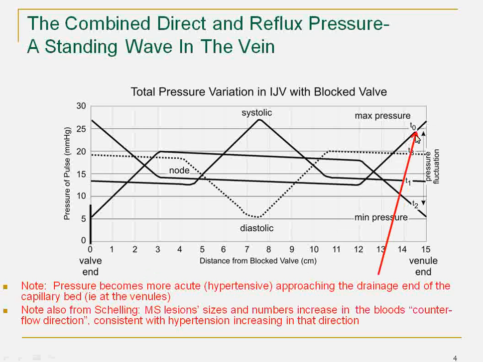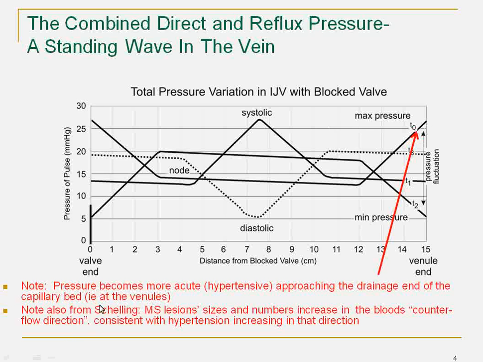Now, there has been observed in MS patients the increase in multiple sclerosis lesions that increase in size and increase in concentration, going in what is referred to often as the counterflow direction. So the flow direction would be this way from right to left. Counterflow would be left to right. So going back up into the venules, there is an increasing pressure gradient.